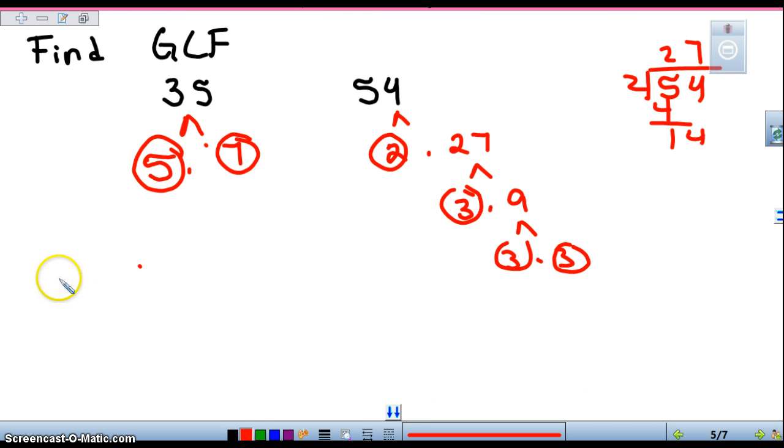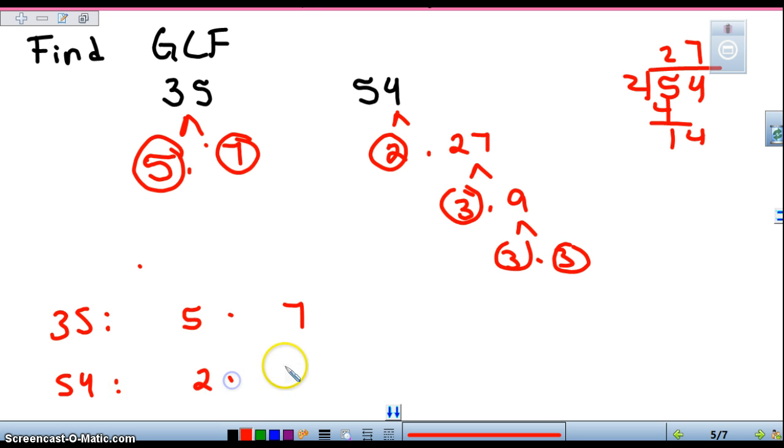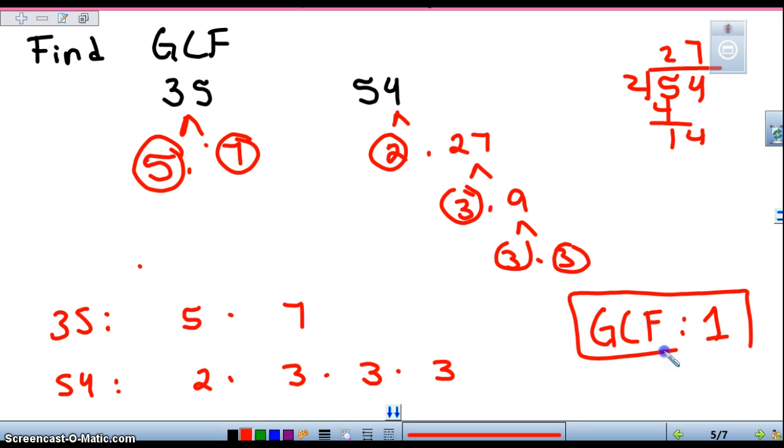If we list the factors of 35, 5 and 7, and the factors of 54 are 2 times 3 times 3 times 3. Do you see how they don't have anything in common? Because they don't have anything in common, their greatest common factor is 1. And that means that these numbers are relatively prime.